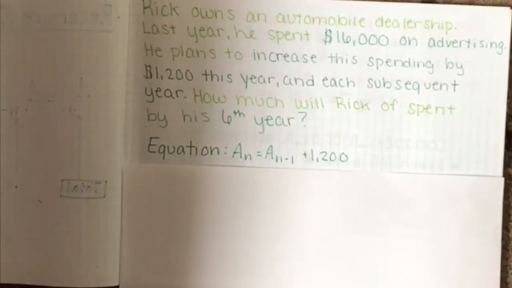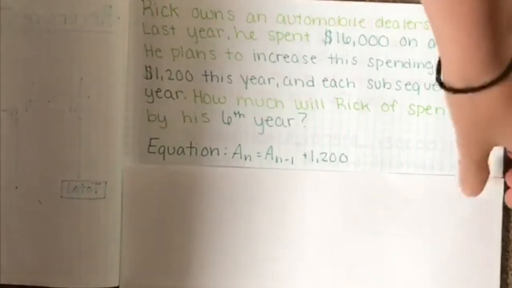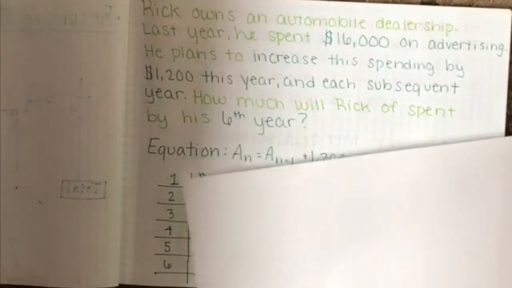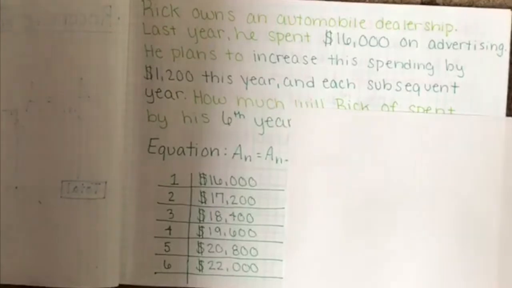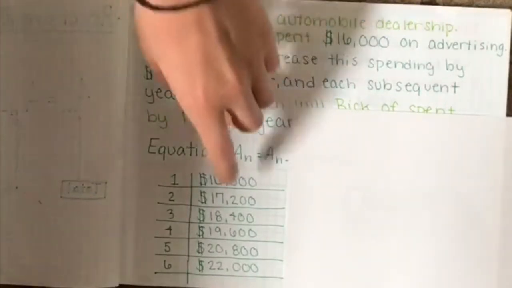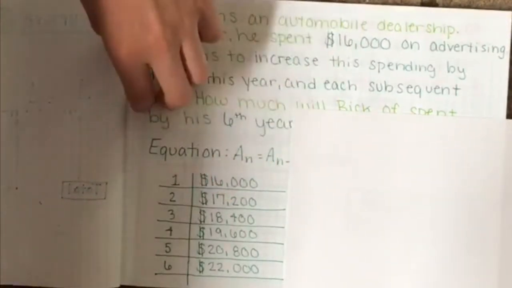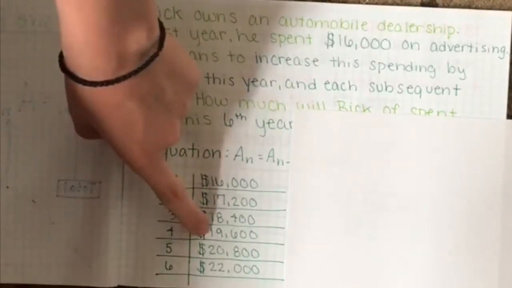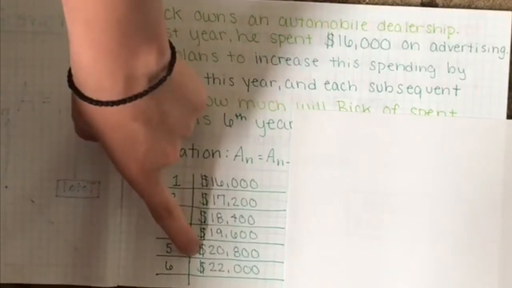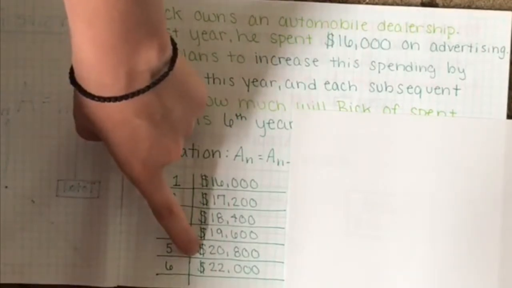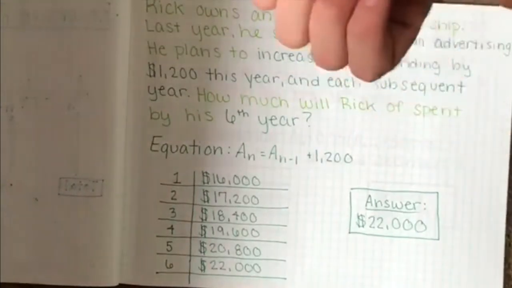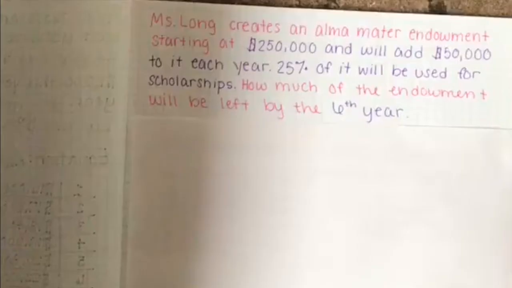It's pretty simple from here. If he spent $16,000 on year 1, just add $1,200 for each year. So by the second year, he would have $17,200 spent on advertising. By year 3, $18,400, then $19,600. By year 5, he'll have spent $20,800, and by year 6, he will have spent $22,000. So your final answer is $22,000. Make sense? Alright, let's do one more example.